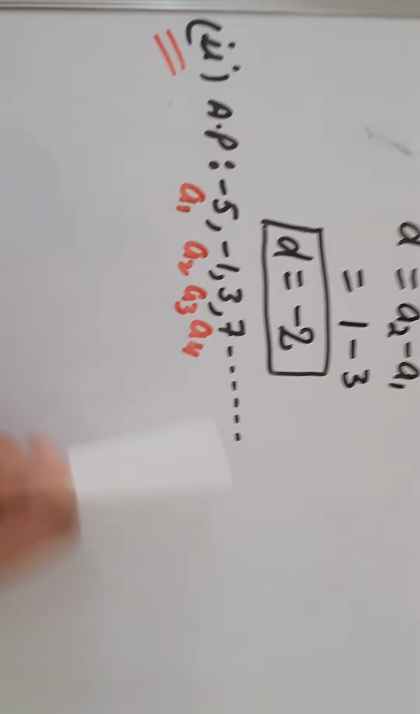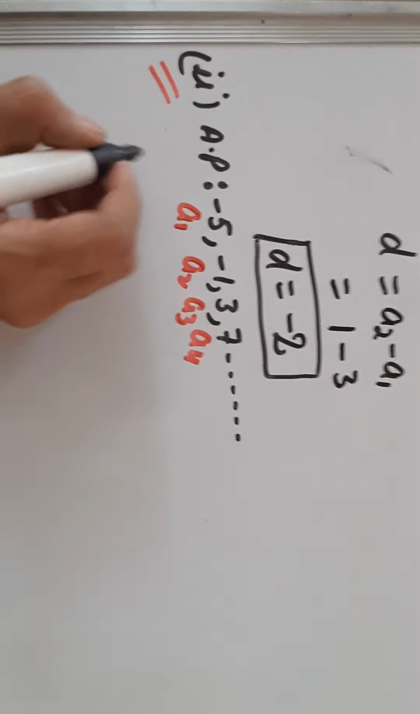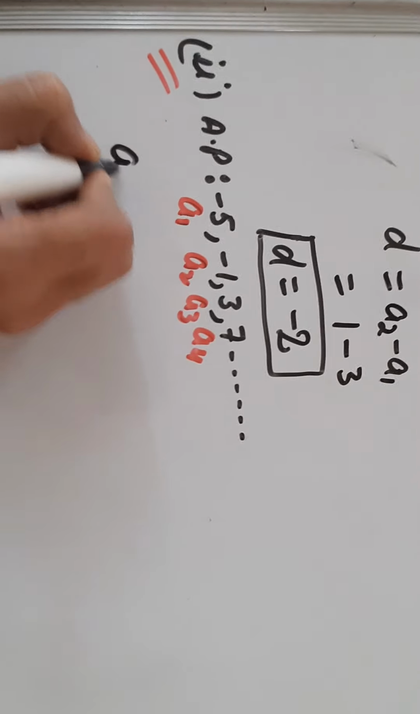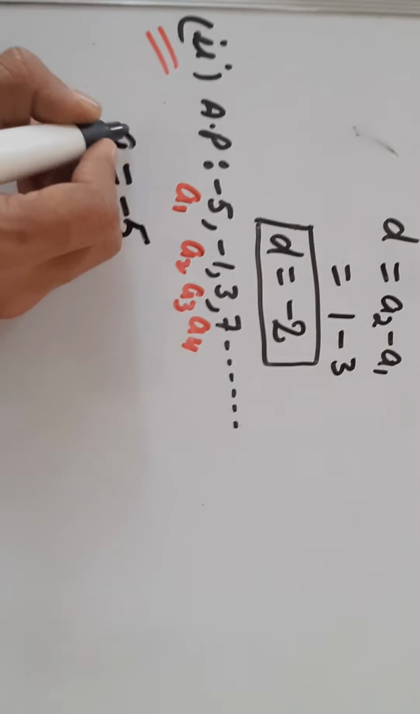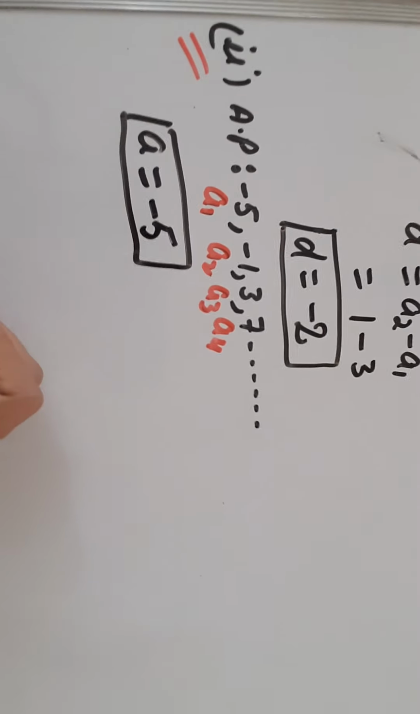So let's solve the second part. The AP is given to you. Let us write down the first term. First term is A, that is A1. What is A1 in this? Minus 5. So A, the first term, is minus 5.